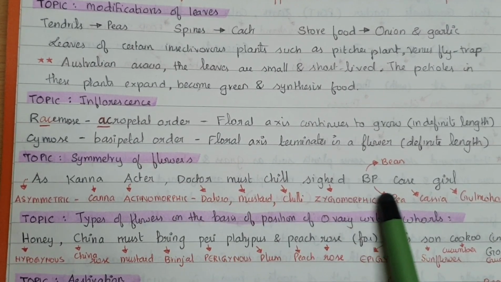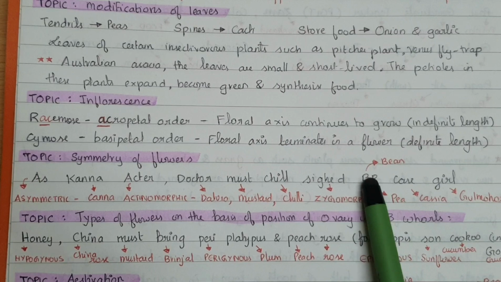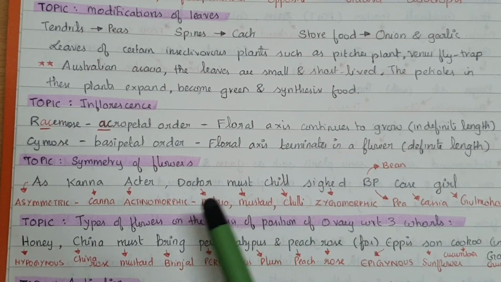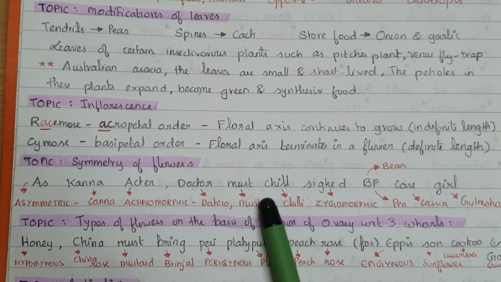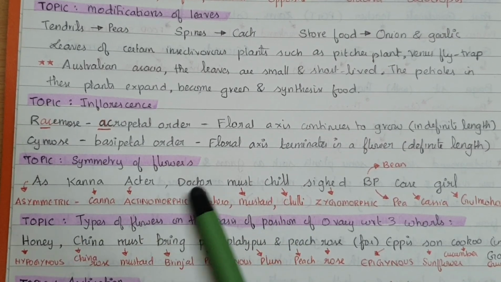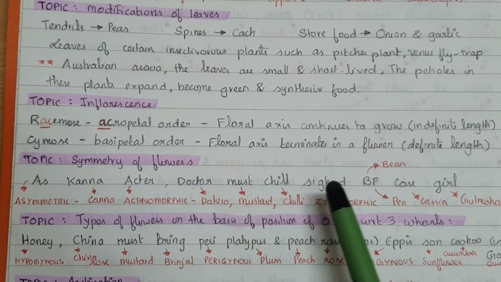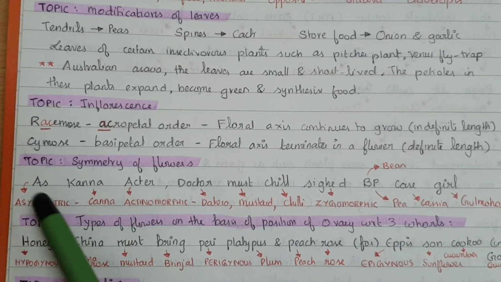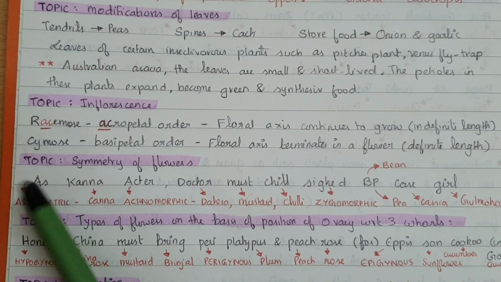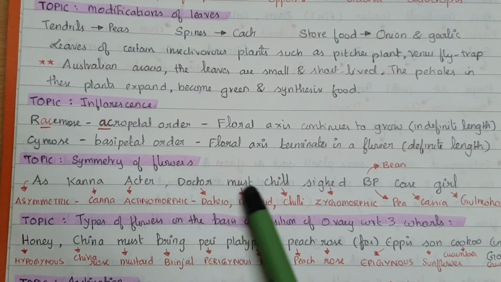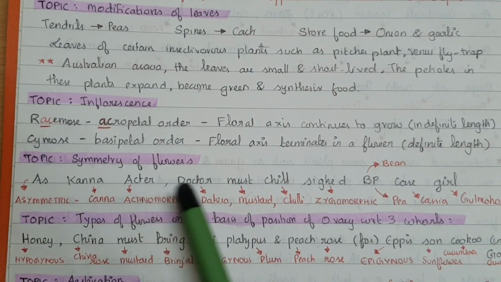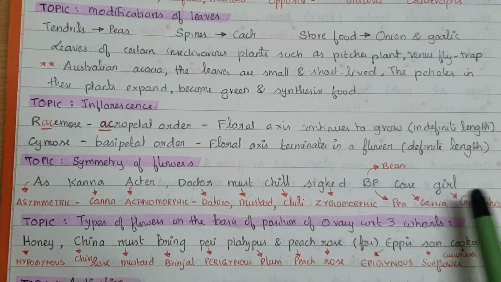So this BP case girl is also with the doctor. She just signed to the doctor that you must chill. So, "As Kanna acted, doctor must chill, sighed BP case girl." I know this is really tricky, but still you can learn this. "As Kanna acted, doctor must chill, sighed BP case girl."